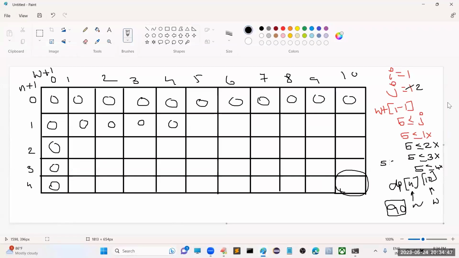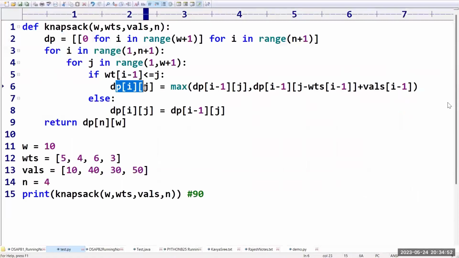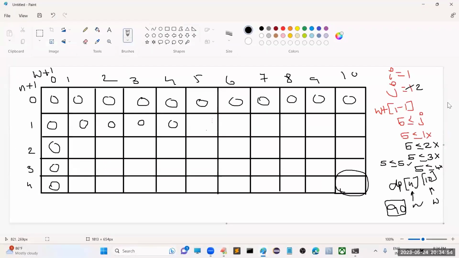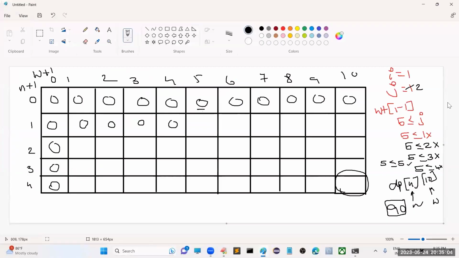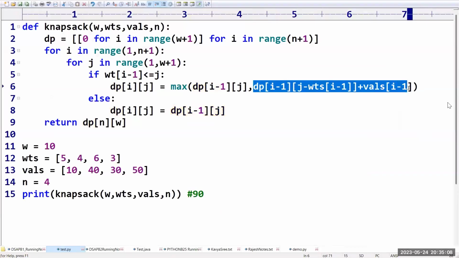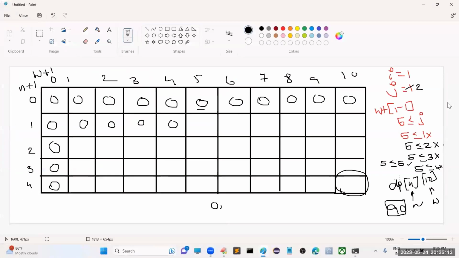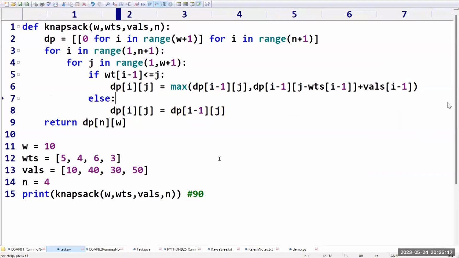So is 5 less than or equal to 5? Condition satisfied. If the condition is satisfied, what we are doing? We are calculating the value here. How are you calculating? Based on two values. dp of i minus 1 comma j. What is i minus 1 comma j? 0. So from this 0, then another value we are taking by including that particular element. dp of i minus 1. dp of i minus 1 value is what? 5. Just now we calculated.